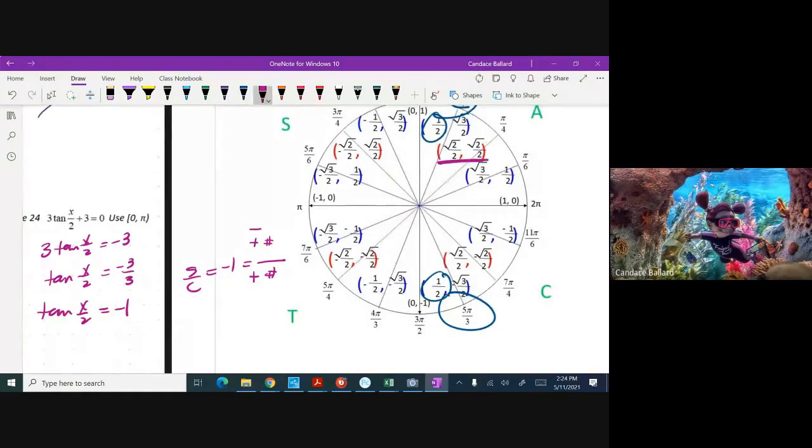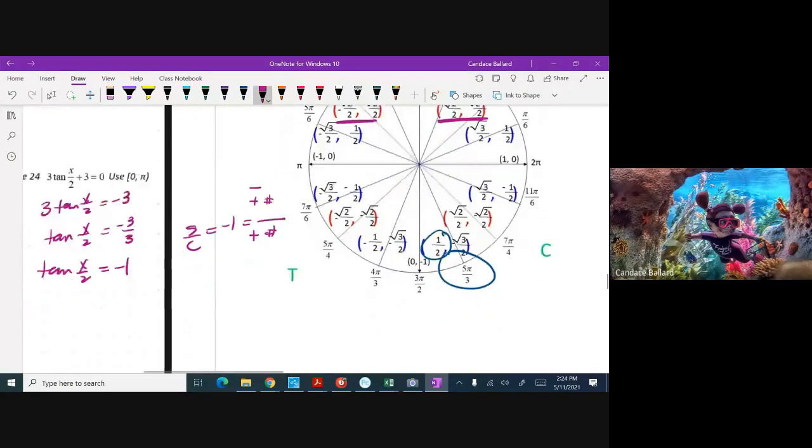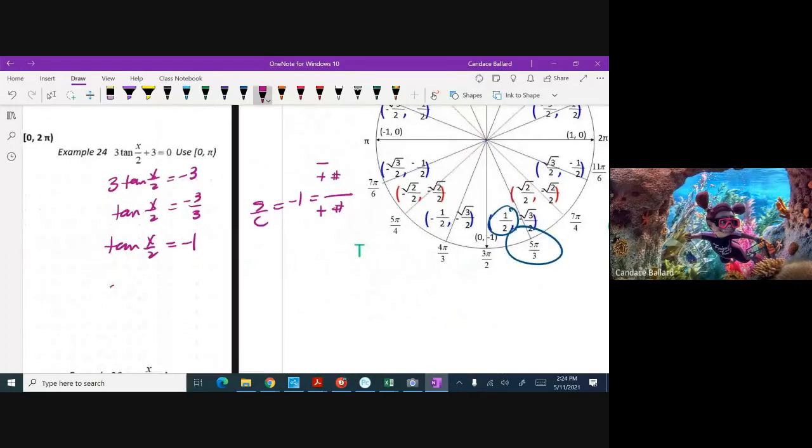So I'm seeing same number, opposite signs, so I get 3 pi over 4. So I'm going to write down 3 pi over 4. Okay, same number, same sign, same number, opposite signs. So I'm going to write down 7 pi over 4. And then what we just learned is we set whatever's on the inside here equal to that radian measure.